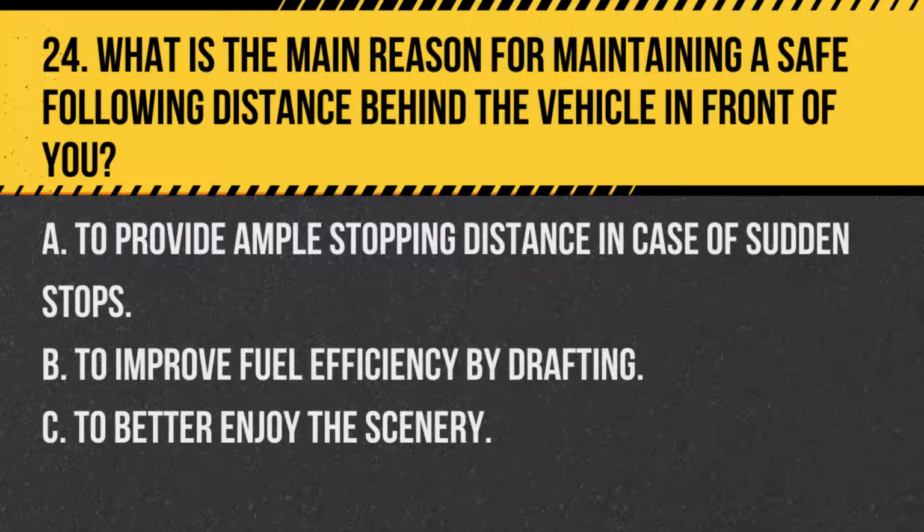Question 24. What is the main reason for maintaining a safe following distance behind the vehicle in front of you? A. To provide ample stopping distance in case of sudden stops. B. To improve fuel efficiency by drafting. C. To better enjoy the scenery.